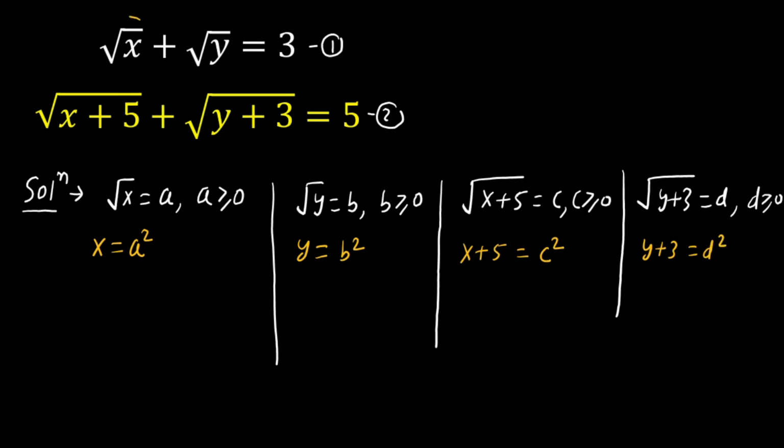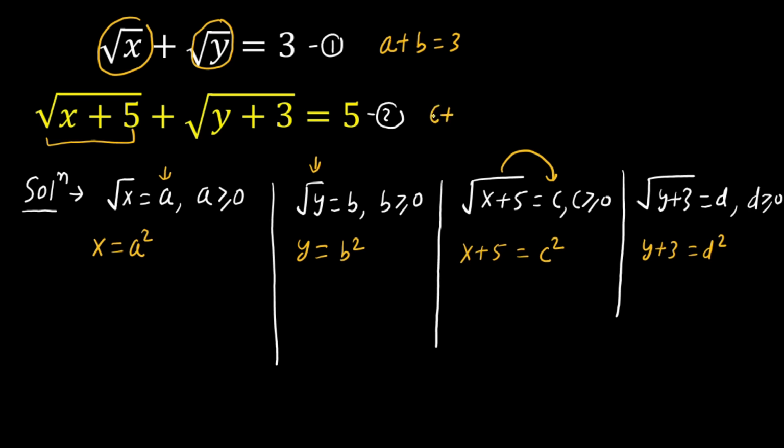Now square root of x is replaced by a, square root of y is replaced by b, so a plus b equals 3. Square root of x plus 5 is replaced by c, and square root of y plus 3 is replaced by d, so c plus d equals 5.